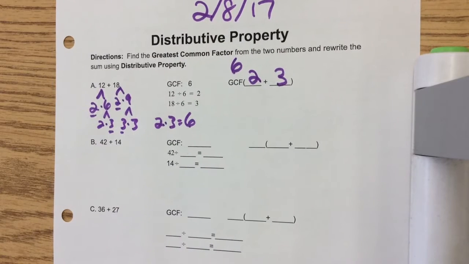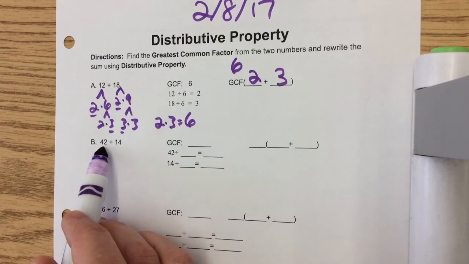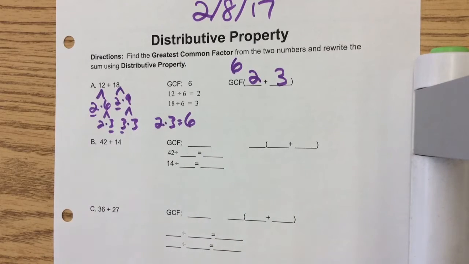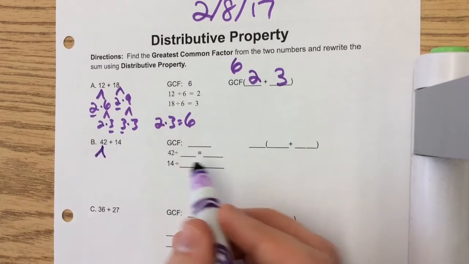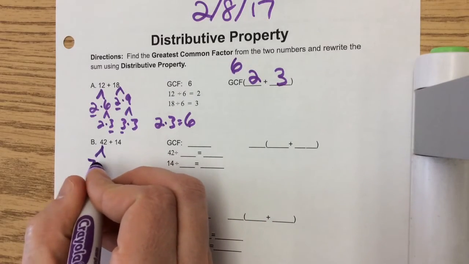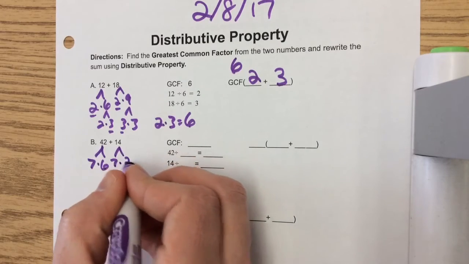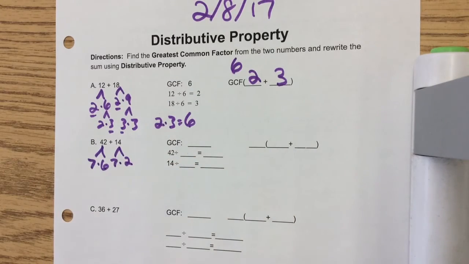So let's do one more of these together. You get blanks, got to fill in here our greatest common factor between 42 and 14. So let's find the prime factorization. What number can we take out of both of these numbers? Well, we know that 7 goes into 42 6 times, and 7 also goes into 14 twice. But let's simplify these even more.